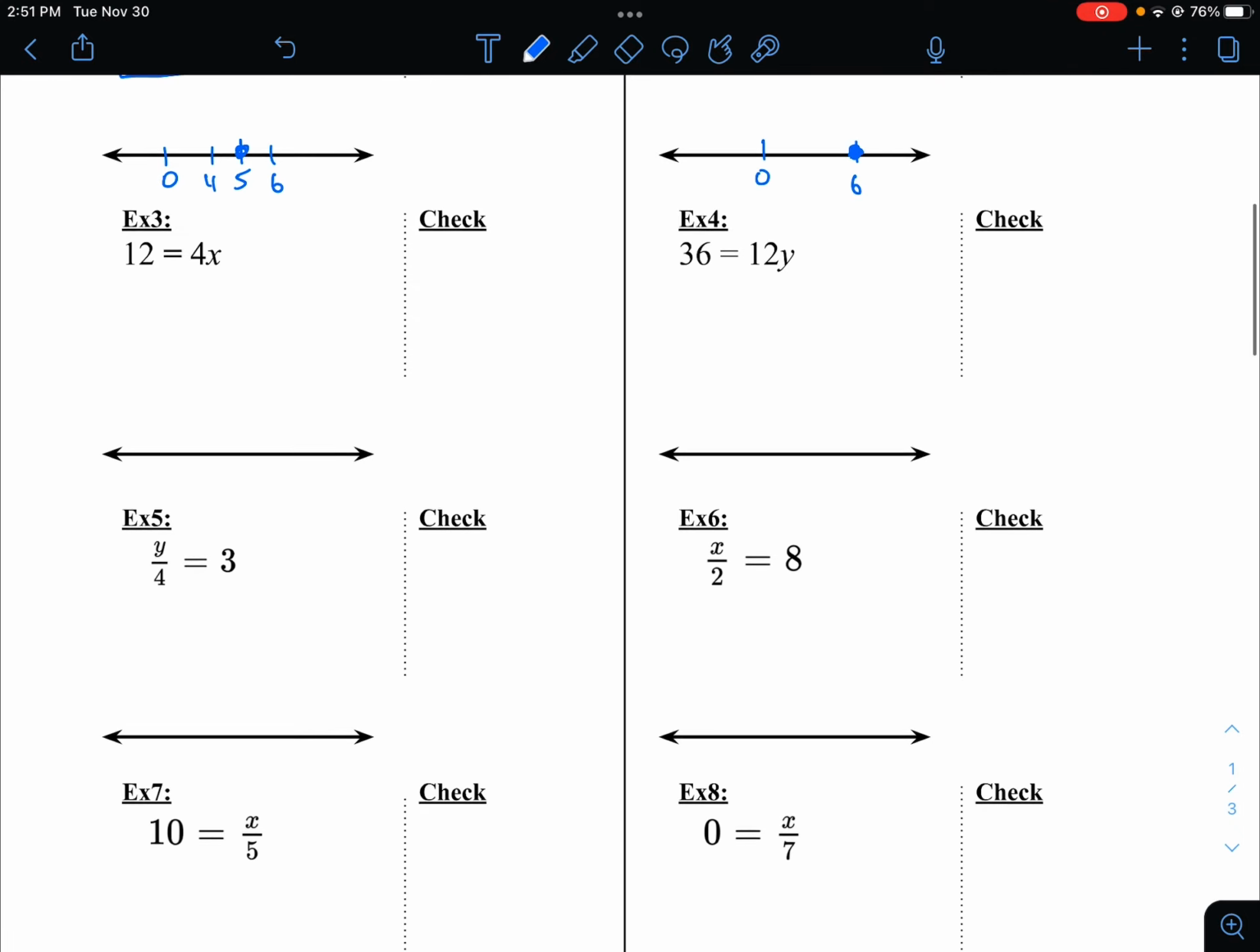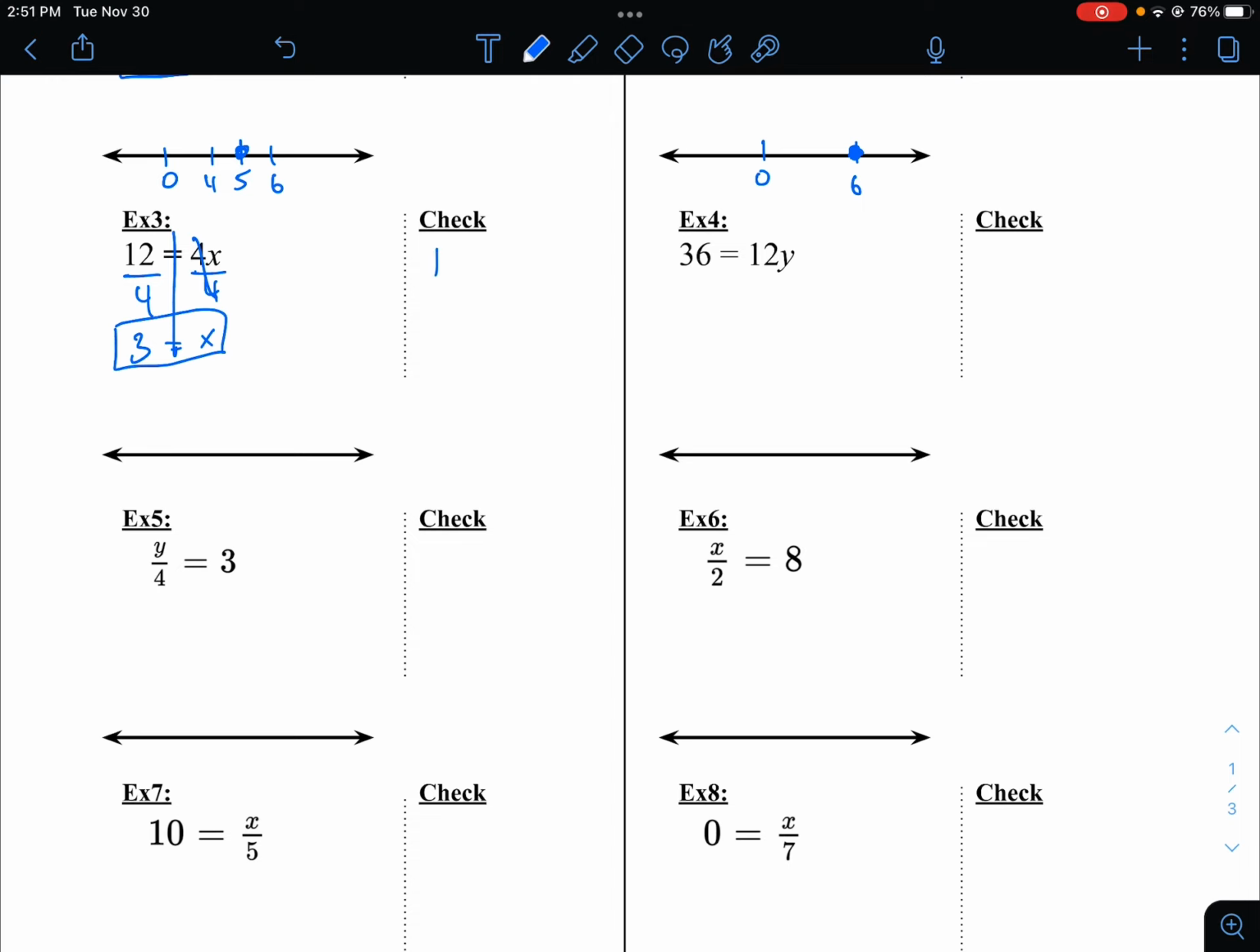Let's try number 3. 12 equals 4x. 12 equals 4 times what number? You may know the answer, but let's just do it algebraically by canceling out. 4 times x, the opposite of multiplying by 4 is dividing by 4. So I'm going to divide both sides by 4. This cancels. I'm left with x, and 12 divided by 4 is 3.